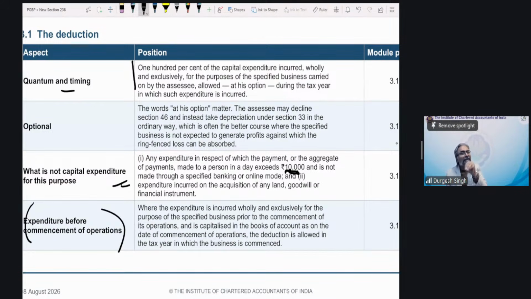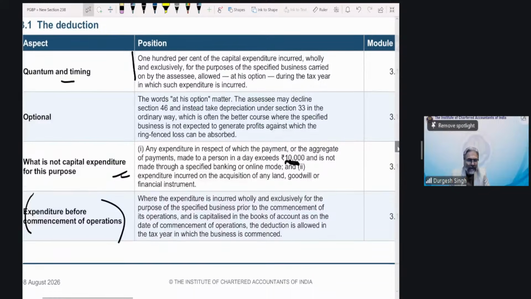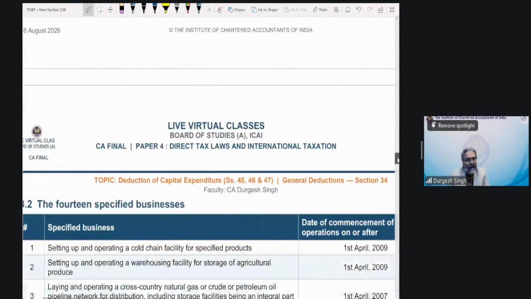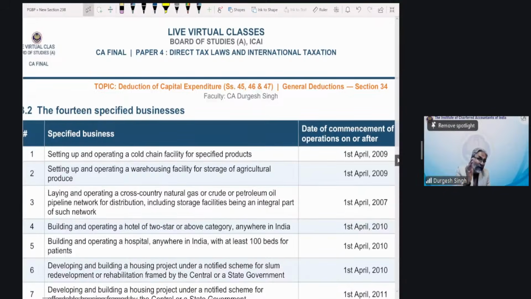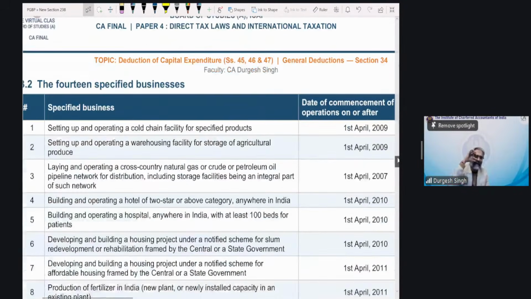The only condition over here, students, is that you have to ensure that the expenditure is capitalized in the books of accounts. This is the only condition, and that is it. So this is the only criterion. Capitalize the expenditure in the books and you claim the deduction. That is it. This is for before the commencement of business.